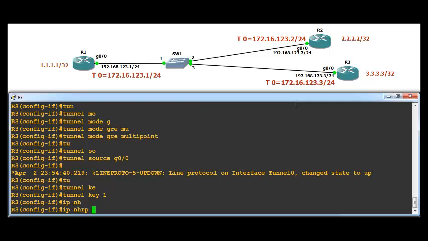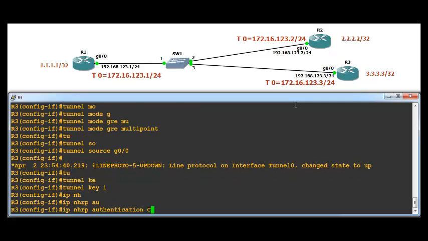IP NHRP authentication. Let me give you a clue. 3 tunnel commands: 1, 2, 3. Got it? 3 tunnel commands. 4 IP NHRP commands, including authentication 5. So 3 commands starting with tunnel, and if authentication is there, then 5 commands starting with IP NHRP. If no authentication, 4 commands.